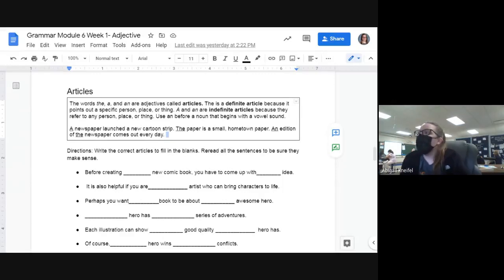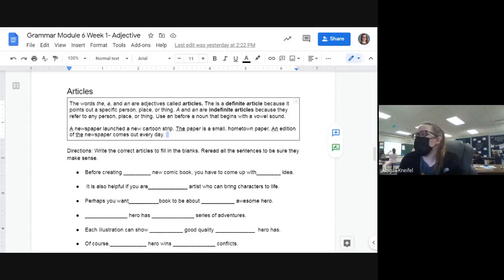So, I'm just going to review what an article is, even though we just learned it. The words the, a, and an are adjectives called articles. This is a definite article because it points out a specific person, place, or thing. Like in our last example, we were talking about the specific comic book store in our neighborhood, not just any comic book store, the one in our neighborhood, which is why it was a definite article, the. A and an are indefinite articles because they refer to any person, place, or thing. Use an before a noun that begins with a vowel: A, E, I, O, or U.